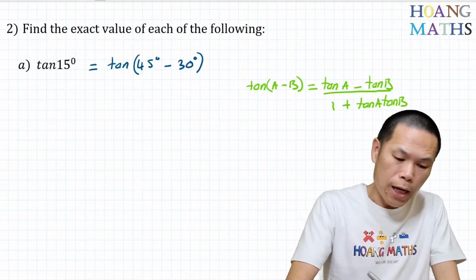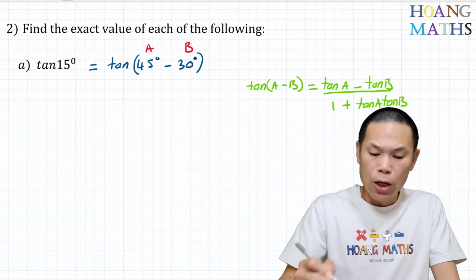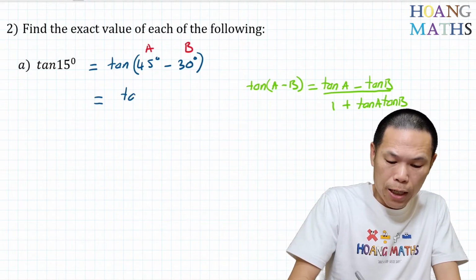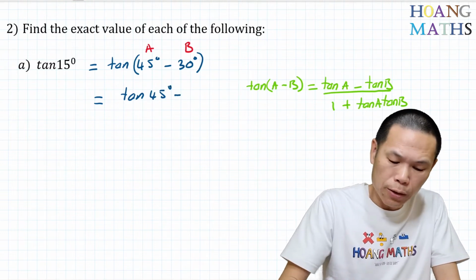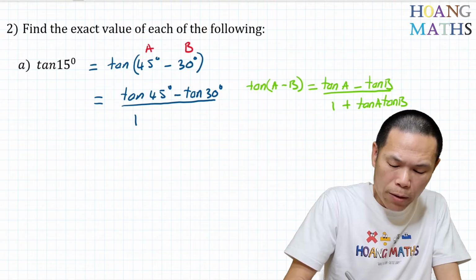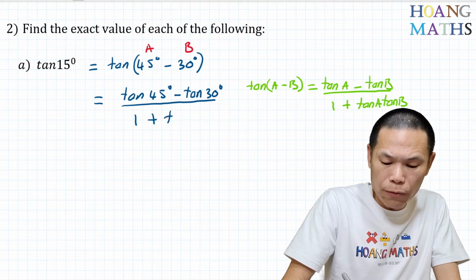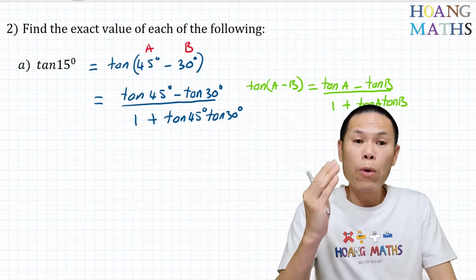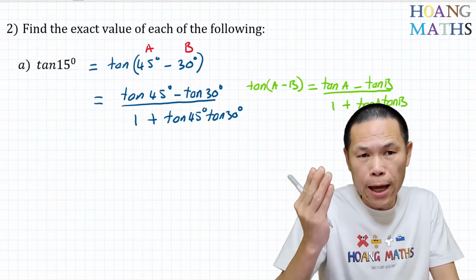Now we know that A is 45 degrees and B is 30 degrees. So tan A means tan of 45. Let me just write this down. Tan A, which is 45 degrees, minus tan B, which is 30 degrees, over 1 plus tan A times tan B, so tan of 45 times tan of 30 degrees. Now we just need to work out the exact values for tan of 45 degrees and tan of 30 degrees.